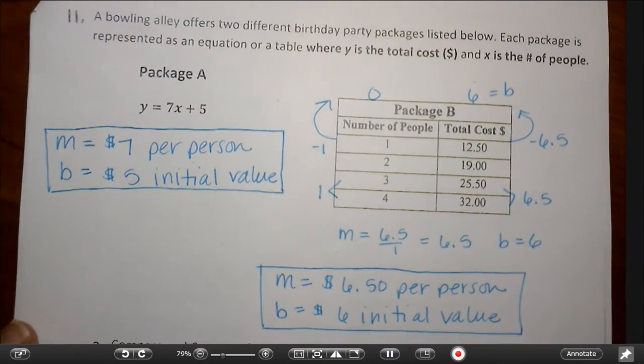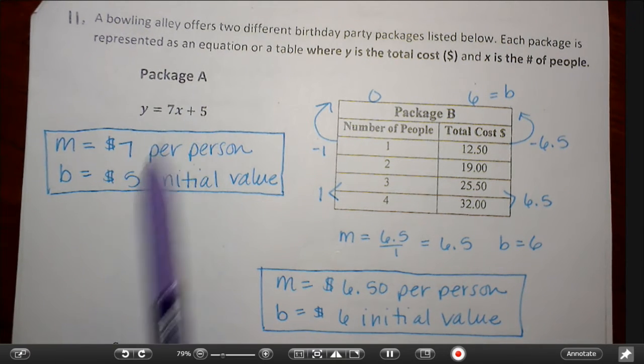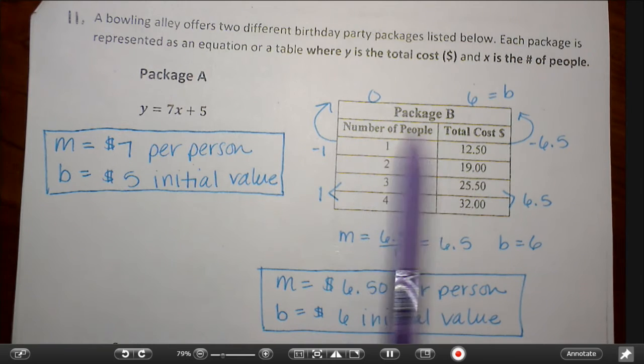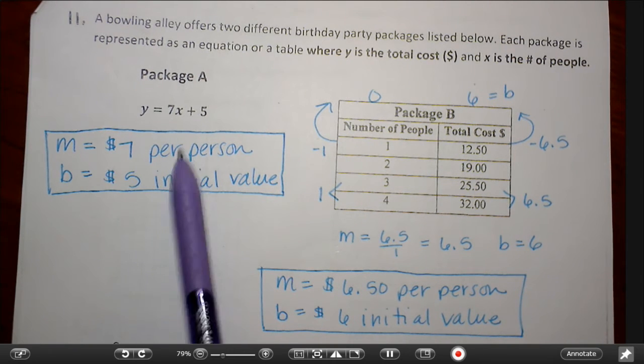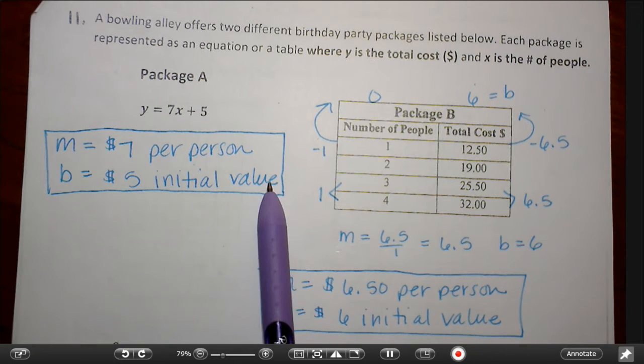The last one is comparing 2 birthday party packages. The slope is 7, the y-intercept is 5. The slope label is y per x, dollars per person, $7 per person. And the y-intercept is a y label only, dollar, initial value.